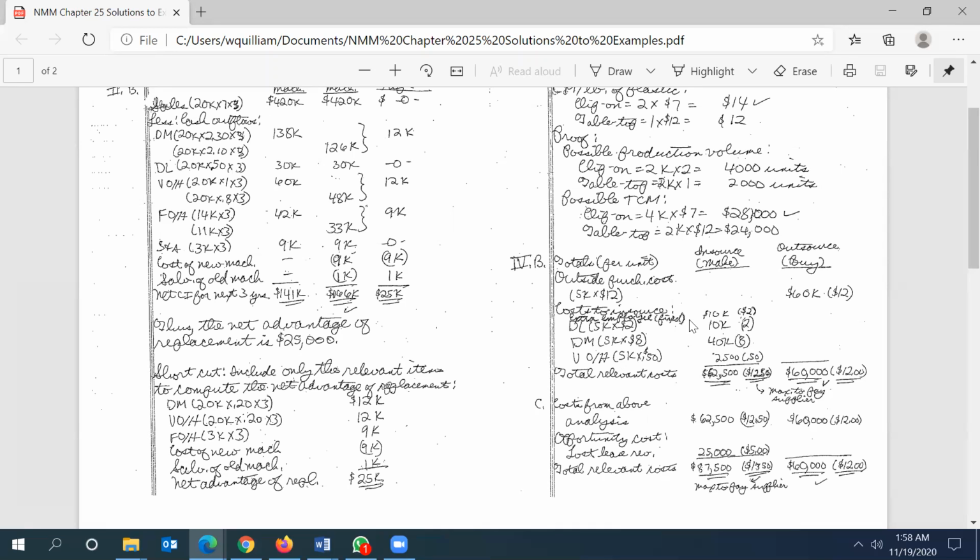Now let's total these up. The total relevant cost to insource will be $62,500, or $12.50 per gallon. Total cost to outsource will be $60,000, or $12 per gallon. The decision is to outsource or buy because we save money. By the way, the maximum we would pay this outside supplier would be $12.50 per gallon. So the cost to make or insource. If an outside supplier charges anything less, well, that's good for us because we definitely save some money there.